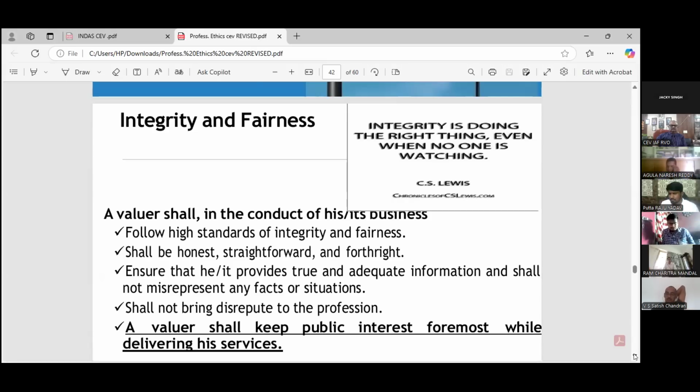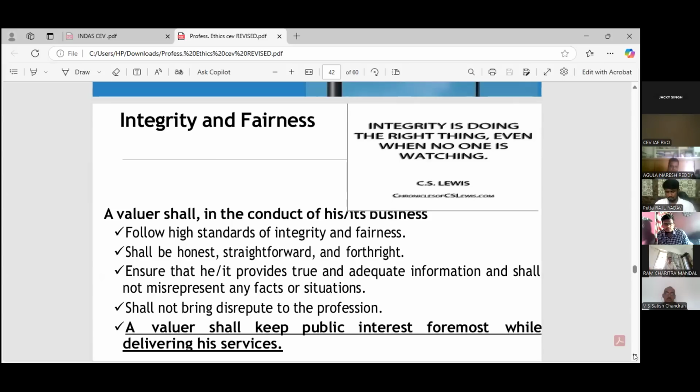See, by reading this slide, you people feel it is very easy, but it's very difficult. Why? Suppose they frame the question this way: a valuer is honest, blank, and forthright. Then you have to know that after honest, you have to fill in the word straightforward. Or they have given honest and straightforward, and you have to fill in the word forthright. In the options, all the 4 options you receive seem very reasonable, and at that time you people get confused a lot.